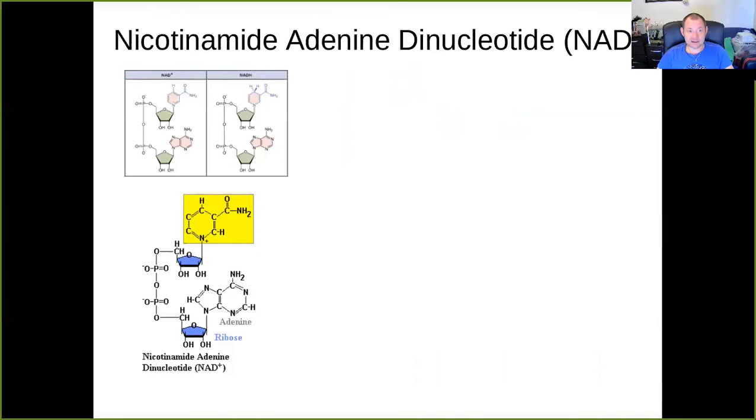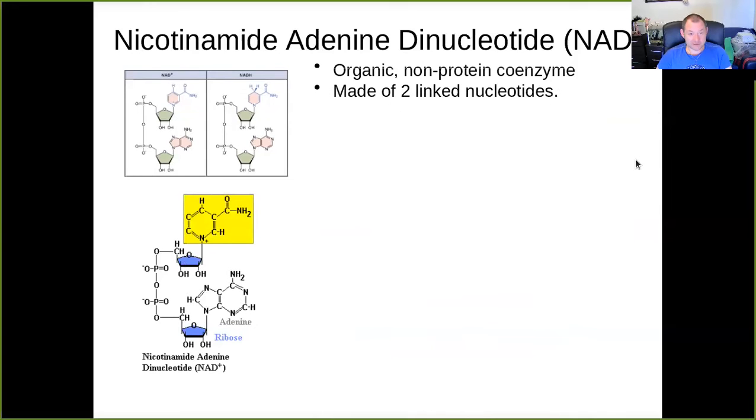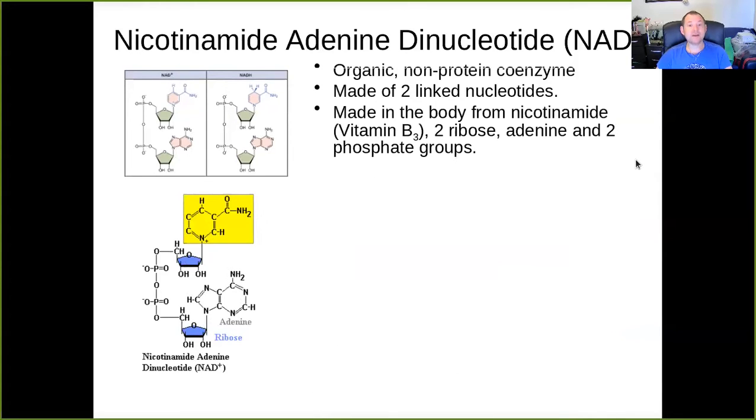Now let's briefly mention NAD, nicotinamide adenine dinucleotide. This is NADH, the reduced form. And here we have nicotinamide adenine dinucleotide, NAD+. So there we can see NAD+. It's an organic non-protein coenzyme made of 2 linked nucleotides, made in the body from nicotinamide, which is vitamin B3. One of the reasons B vitamins are important.